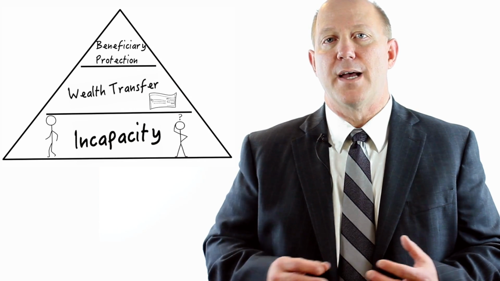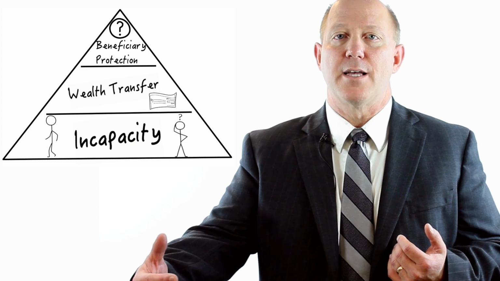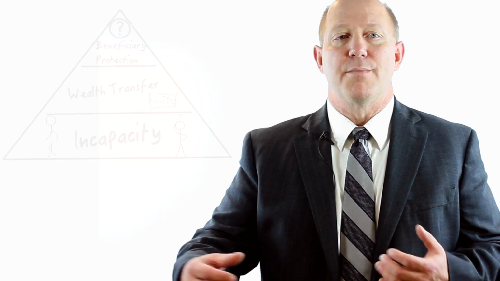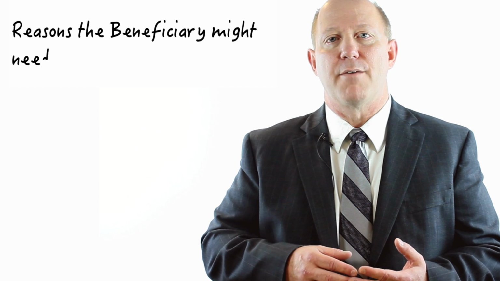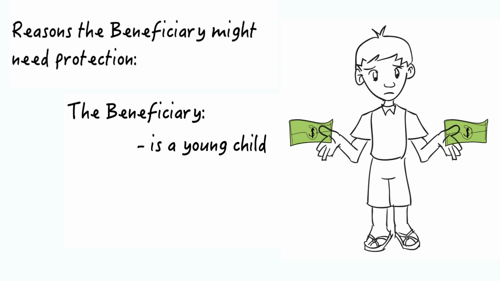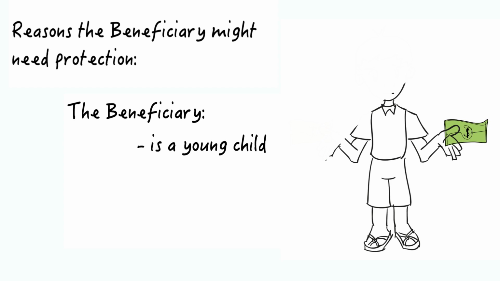And beneficiary protection is what happens to the assets after you're gone and you've given them to a beneficiary. The easiest example I can give you is if you have a minor child. Of course, you don't want to leave your son or your daughter who's a minor an inheritance. They don't know what to do with it. They won't handle it correctly. But there's other situations that we look at.